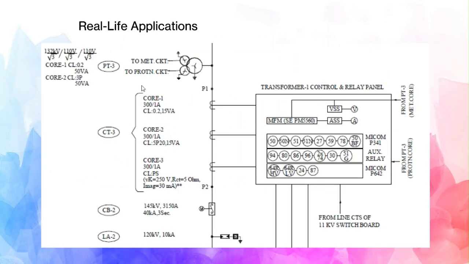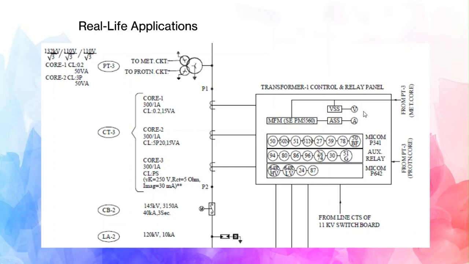After that, there is again an isolator. Then PT, again the PT has two cores. One is the metering core, one is the protection core. This is the same PT, PT3. It was there above. Again, there is a CT. The CT has three cores: core one, core two, core three. Core two and core three are protection cores, and core one is the metering core.